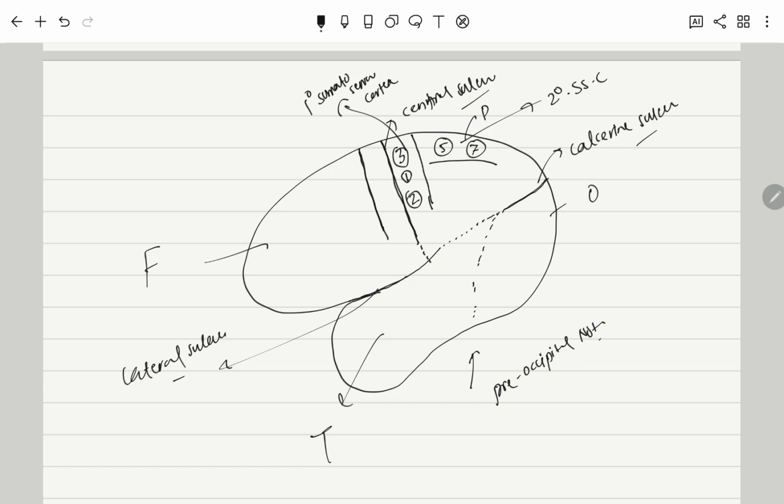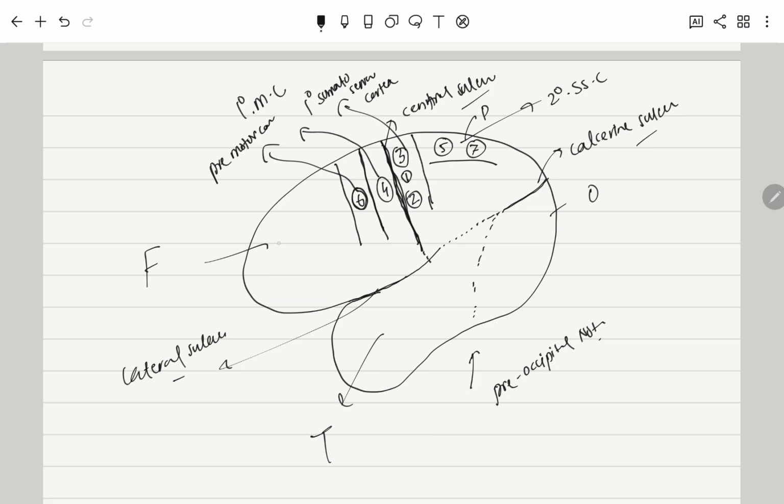Once we have the somatosensory cortex, we will have the motor cortex as well. We have this area anterior to the central sulcus, called the primary motor cortex, which is Brodmann area 4. Anterior to that we have another area, Brodmann area 6, which is called the premotor cortex.